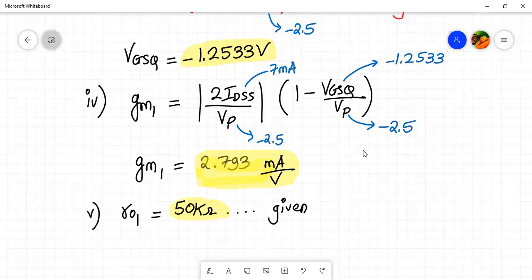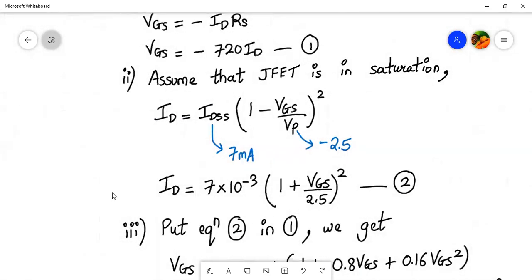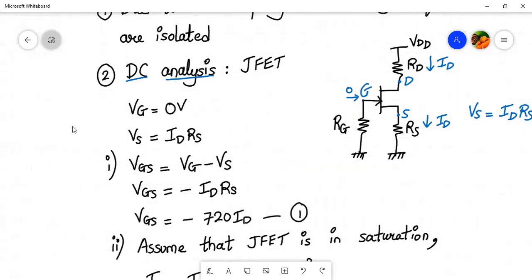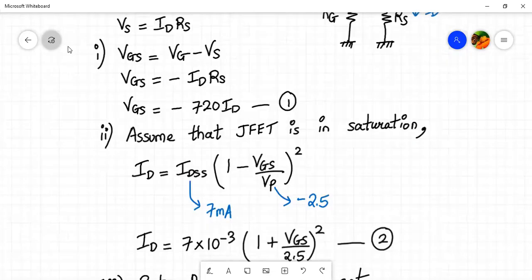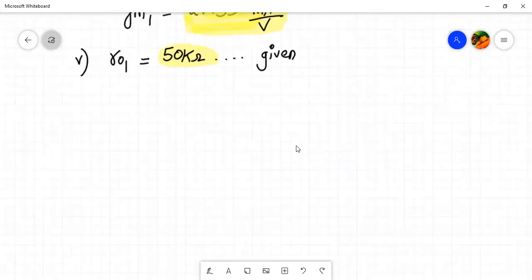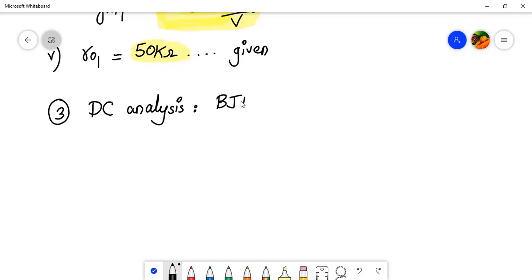Now moving on to the next stage, I mean the third point, I guess. Let me check it out. So first we did the DC analysis for JFET. Now next we'll do the DC analysis for BJT. So let me write the third one. Yeah. So let me start. So third will be DC analysis. This time the second stage BJT.